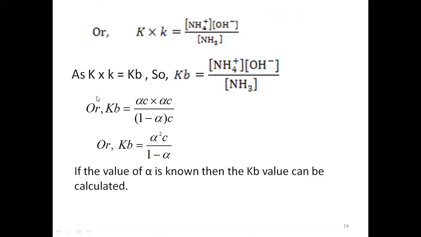So previously we saw that K into K equals Ka for acid dissociation, and K into K equals constant Kb, which is used to express the base hydrolysis or base dissociation constant. So Kb equals this one.